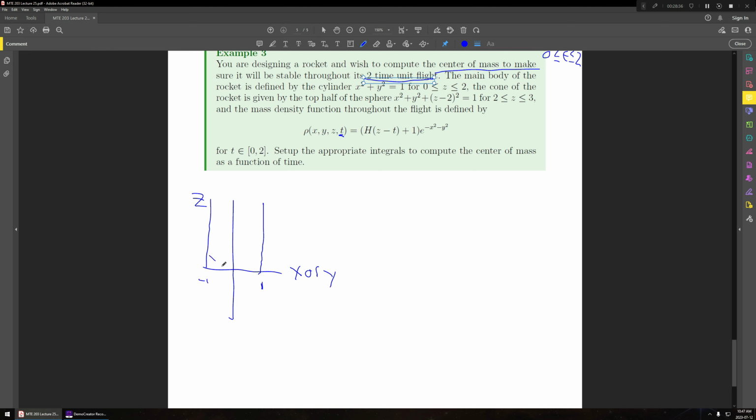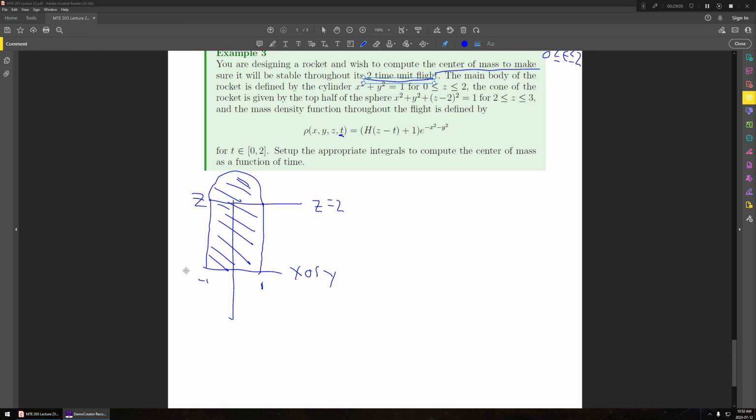Everything in the middle, all this stuff, is inside my rocket. And I go from z equals 0 up to this line here at z equals 2. So that's the body of the rocket. Now at the top, I have a sphere that's been shifted up by 2. All right, so I have a sphere cap like this, and that's the top of my rocket. So that's generally what my thing would look like here.